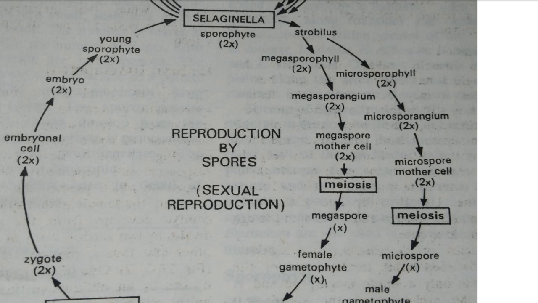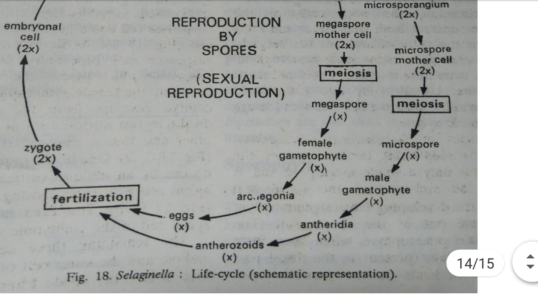Megasporophyll produces megasporangium, and microsporophyll produces microsporangium, both diploid. Megasporangium contains megaspore mother cells, and microsporangium contains microspore mother cells, both diploid. Meiosis takes place, a reduction division, so that the megaspore mother cell produces haploid megaspores and the microspore mother cells produce haploid microspores. Megaspore germinates and produces the female gametophyte. Microspore germinates and produces the male gametophyte.